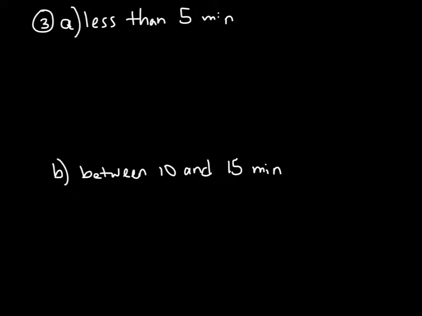Okay, so I'm just going to think about how this looks with a normal distribution curve. If we were to draw out a normal distribution curve, we know that the mean is 12.4. So 5 would be somewhere to the left of the mean.